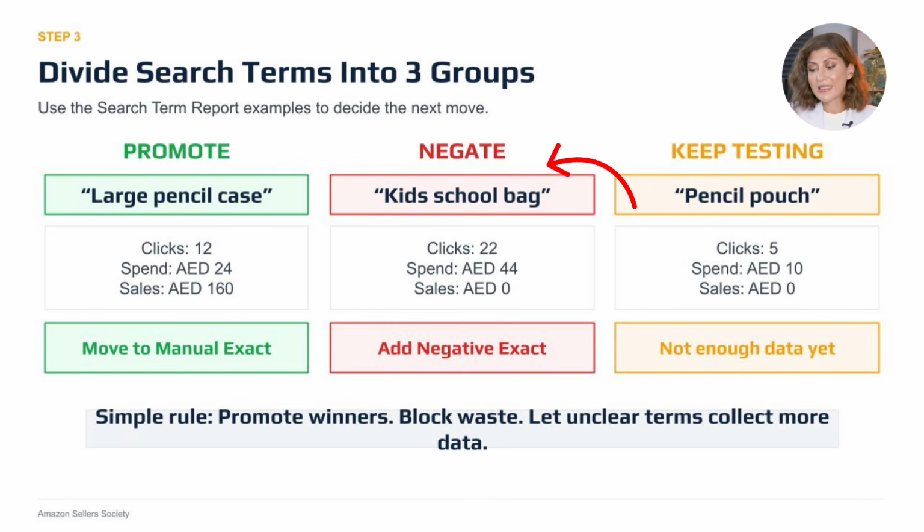Group number 2, negate: kids school bag received more than 20 clicks, spent 44 dirhams, generated absolutely no sales. I would negate it. Group number 3 would be testing. Pencil pouch has only received 5 clicks, so hasn't really gotten enough data. It has spent 10 dirhams, which isn't a big number, but has generated 0 sales. But since it hasn't generated a lot of clicks, and the search term or the keyword is somewhat relevant to the product that we intend to sell, we'll keep testing it and check back in a few weeks.